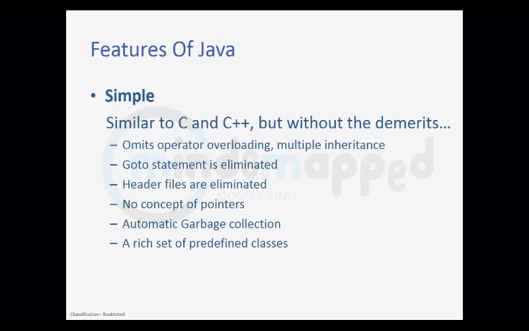And it is very similar to C and C++, with the exception of some of its demerits. For example, in C and C++, you have the concept of operator overloading. You have the concept of multiple inheritance. In Java, you don't have multiple inheritance, which means that one class cannot inherit from multiple classes, and there is an important reason to that. We'll look at these concepts when we look at object-oriented programming in Java in the next class.